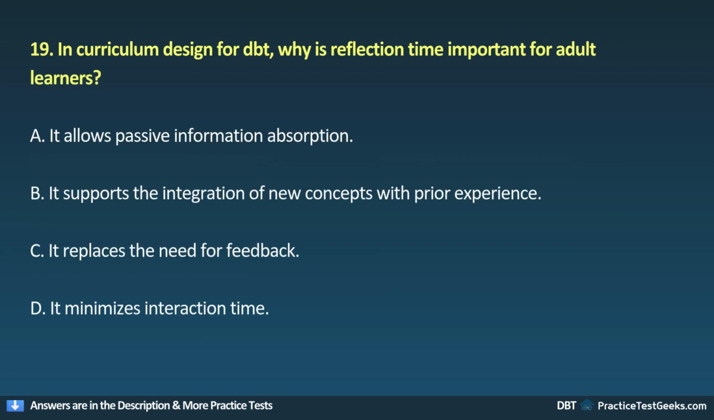19. In curriculum design for DBT, why is reflection time important for adult learners? A. It allows passive information absorption. B. It supports the integration of new concepts with prior experience. C. It replaces the need for feedback. D. It minimizes interaction time.